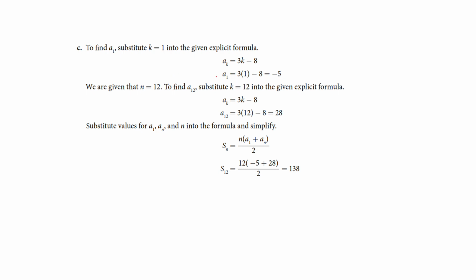So first we're going to need iteration number 1. So we put that in our formula, and we've got iteration number 1. Now we also need iteration number 12. So we put 12 in, crunch that down, we've got 28. Well, now we have everything we need. We've got n was 12. We've got our first and last iteration, and you divide by 2. And there you go. 138.